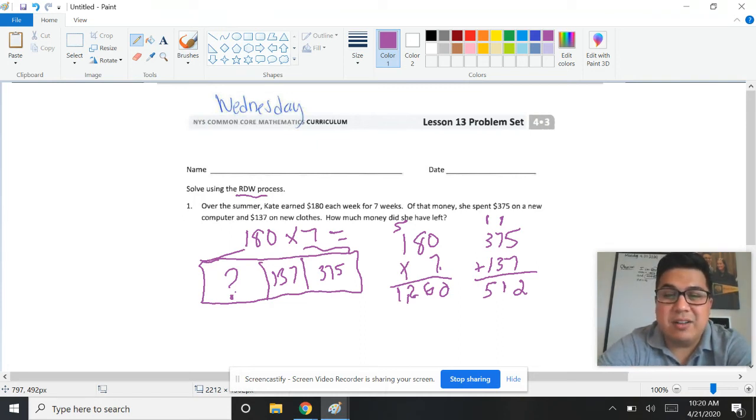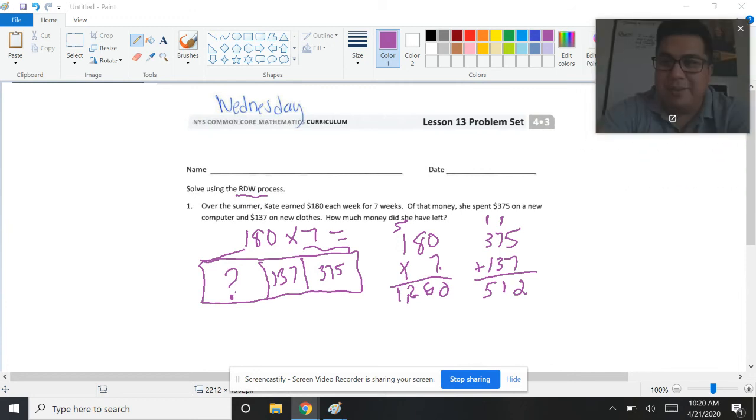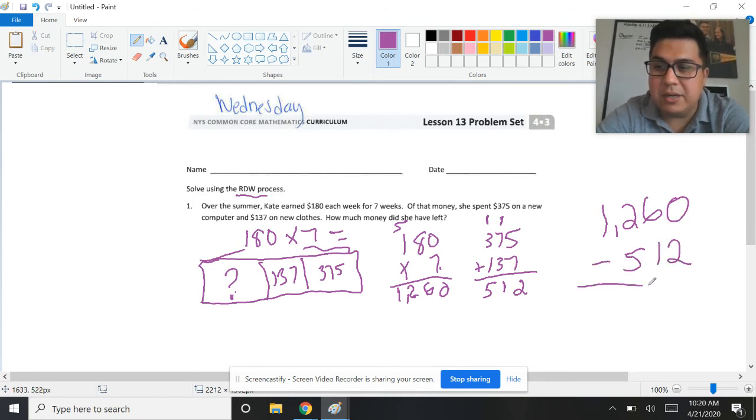But again, we still haven't figured out how much she has left. So for us to figure out how much she has left, we're going to have to do some subtraction. Because we know how much she made, and we know how much she spent. So now let's go ahead and do, she made $1,260 and she spent $512. So we're going to subtract that.